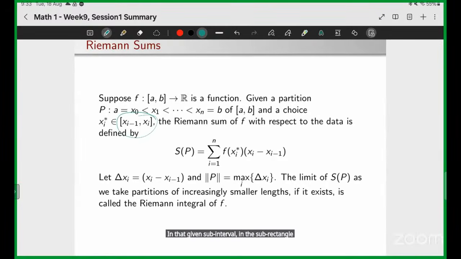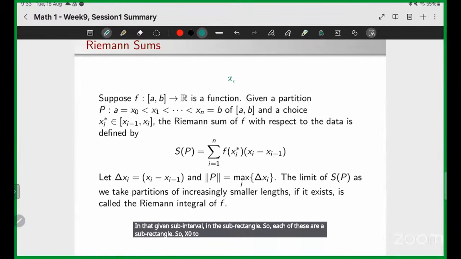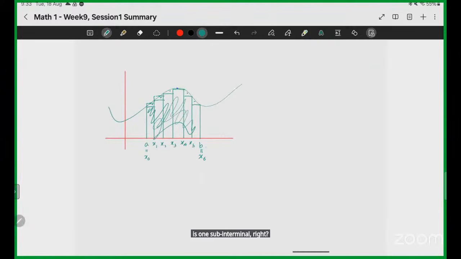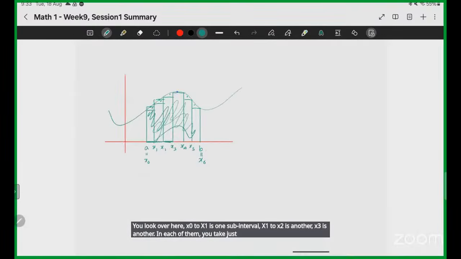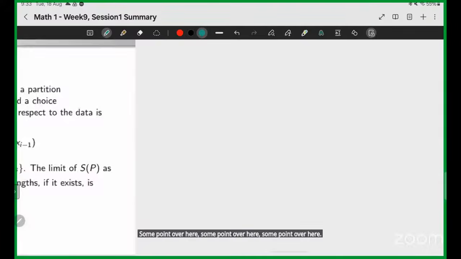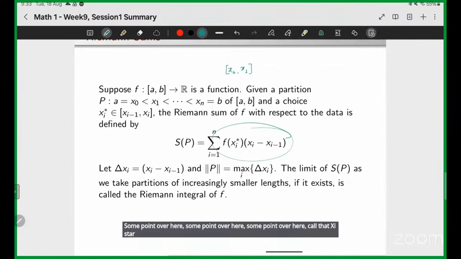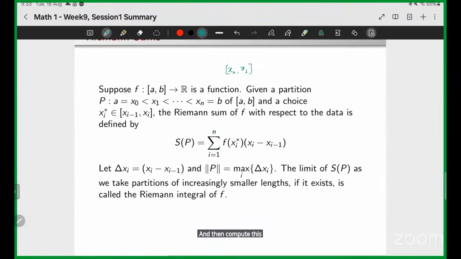So each of these is a subrectangle. So x0 to x1 is one subinterval, right? You look over here, x0 to x1 is one subinterval, x1 to x2 is another, x2 to x3 is another. In each of them, you take just one point in between. Some point over here, some point over here, some point over here. Call that xi star. And then compute this product. What is this product? This xi minus xi minus 1 is just the length of that interval, right?